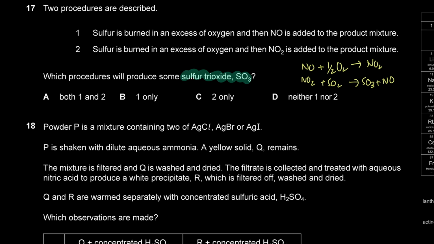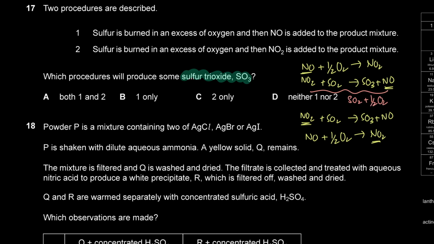Now, if nitrogen dioxide was present, it would first react with the sulfur dioxide. And then the nitrogen monoxide that's produced can react with oxygen to reform the catalyst, which is nitrogen dioxide. So in the first case, nitrogen monoxide behaves as a catalyst and is regenerated at the end of the reaction, and in the second case, nitrogen dioxide is the catalyst and is regenerated. In both cases, we have the same overall equation: sulfur dioxide is being converted to sulfur trioxide.